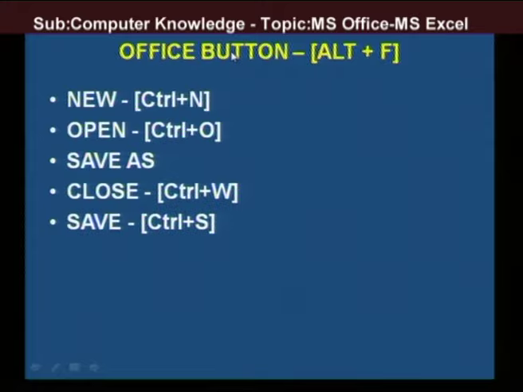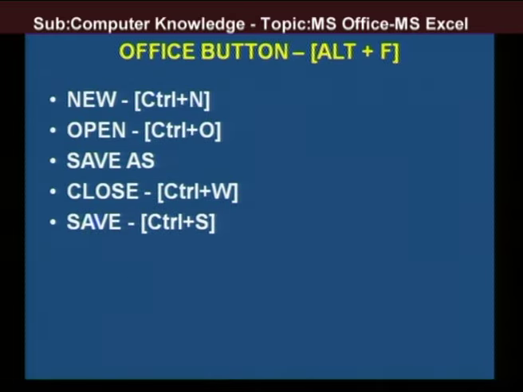Next, the Office button. The Office button consists of New, Open, Save As, Close and Save options. Save As and Save are different. Save As is for creating a new file name, while Save is for an already existing file name, where we just add more topics. Shortcut keys are very important in Excel and Word also for competitive exams.